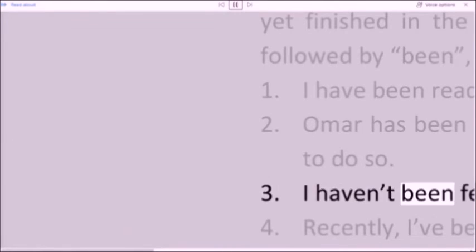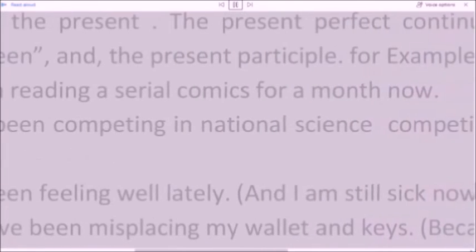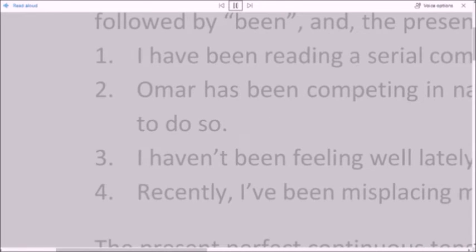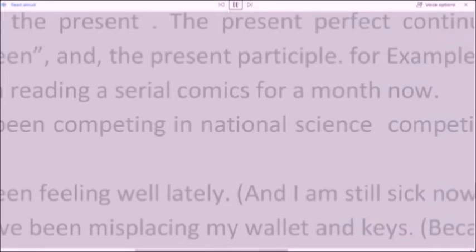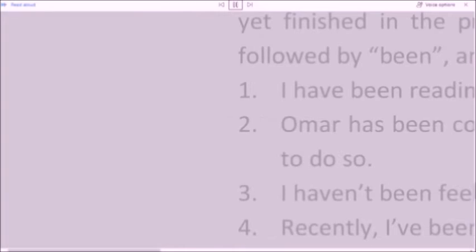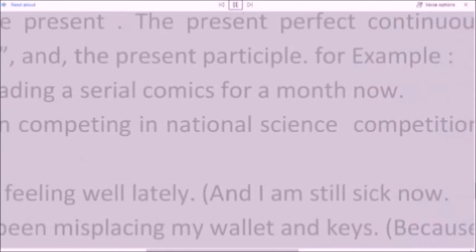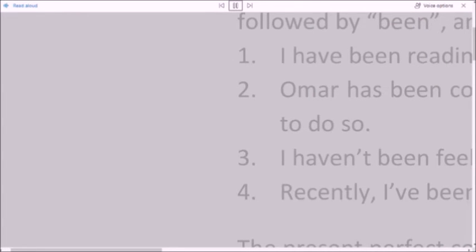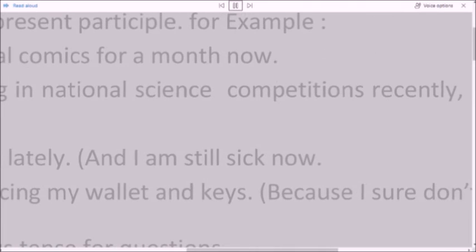3. I haven't been feeling well lately, and I am still sick now. 4. Recently, I've been misplacing my wallet and keys because I sure don't know where they are.